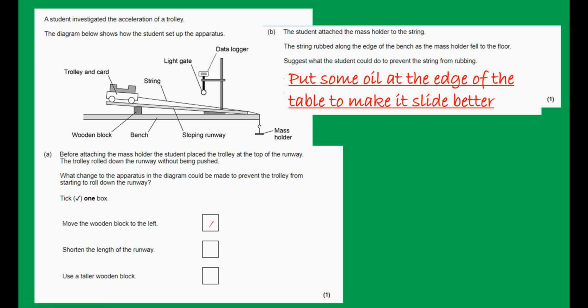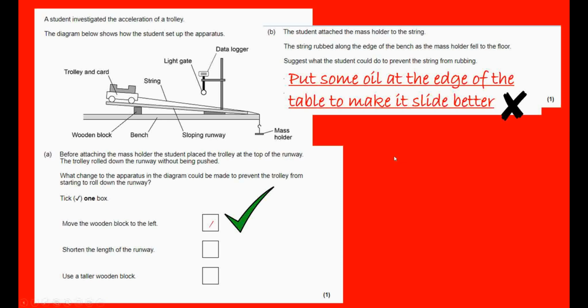Okay, moving on. Now, they've got the first mark. You do need to move the wooden block to the left. It will lower the slant of the sloping runway, which will allow less of that weight to be pushing it down the runway, so it won't start running away. Okay, so move the block to the left is correct.